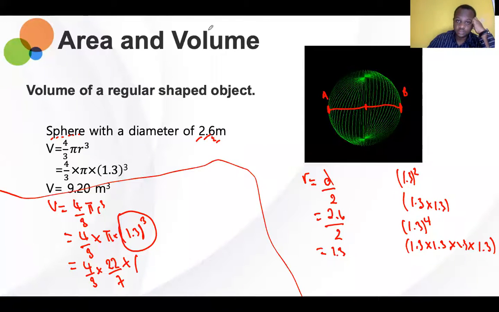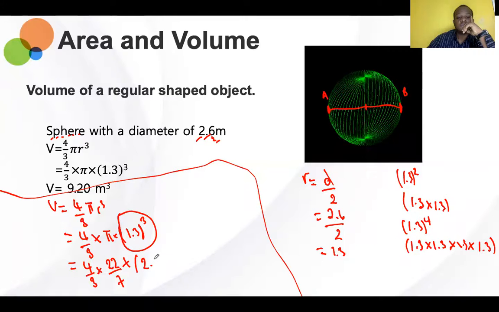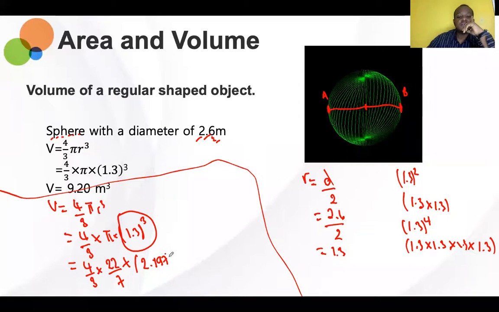What are we getting? Sir, 2.197. Right, 2.197. All right, let's break this down even further over here.